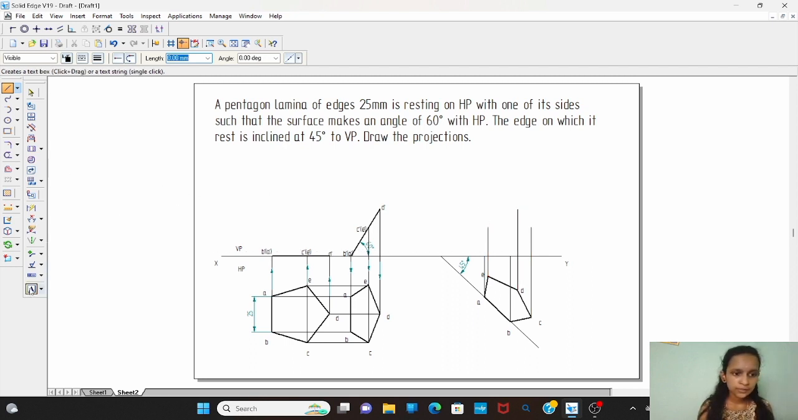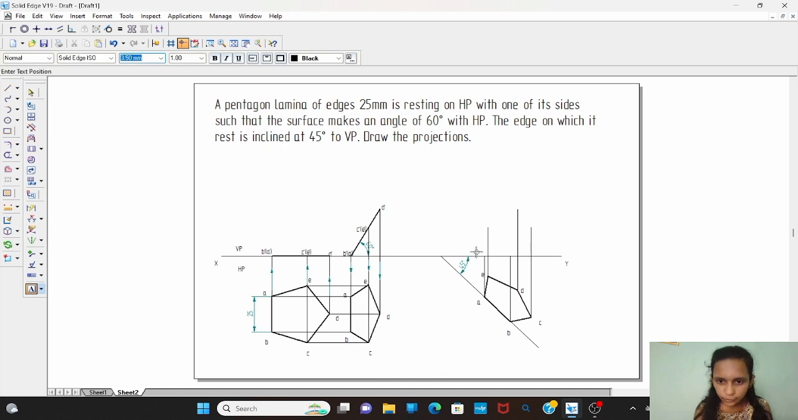Go to text option. This is the point where both A and A dash are coinciding. So name it as A dash. And here the point B. And the point C is somewhere here. The point D is here. And this is point E.